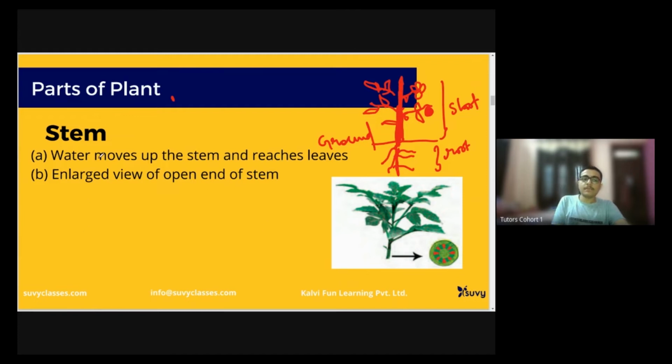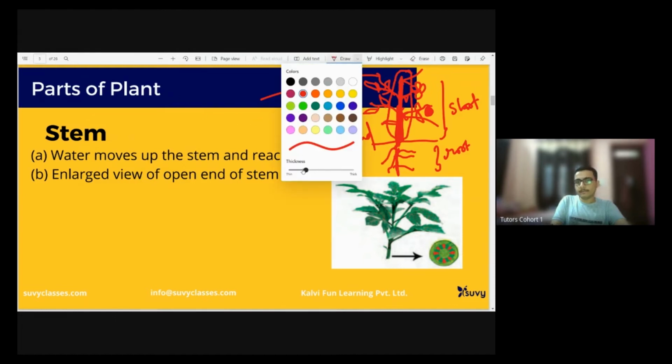Stem. Stem is the central part of this shoot system, along which the plant is aligned. Water moves through it. This main part is the stem. We also have some branched stems. These are sometimes termed as branches. I'll just write it again. This pen just went off the path, so I could not write it clearly.